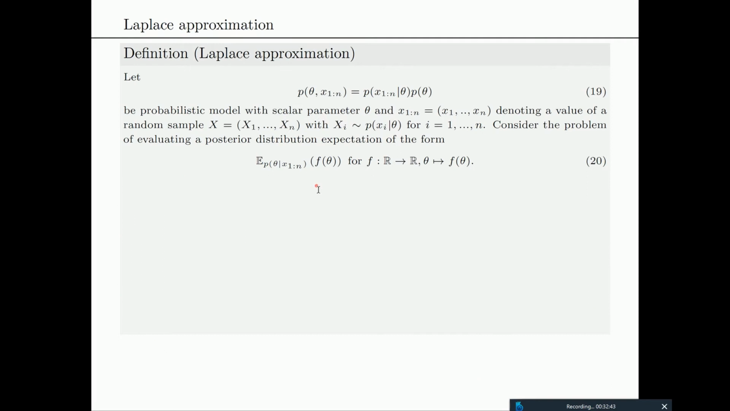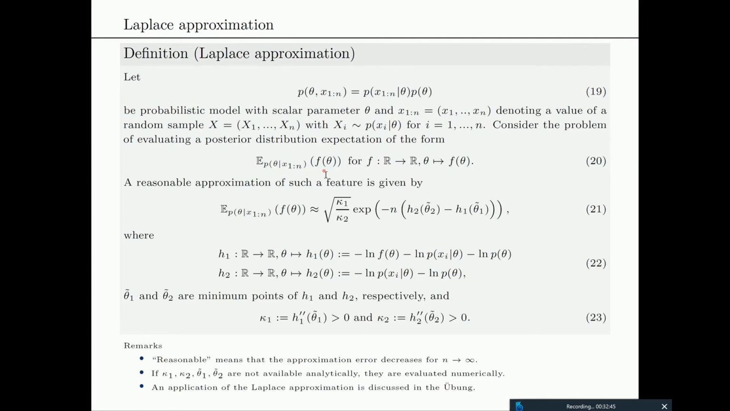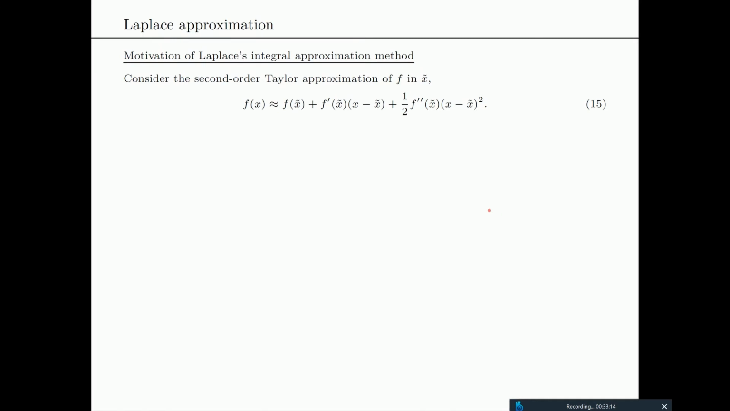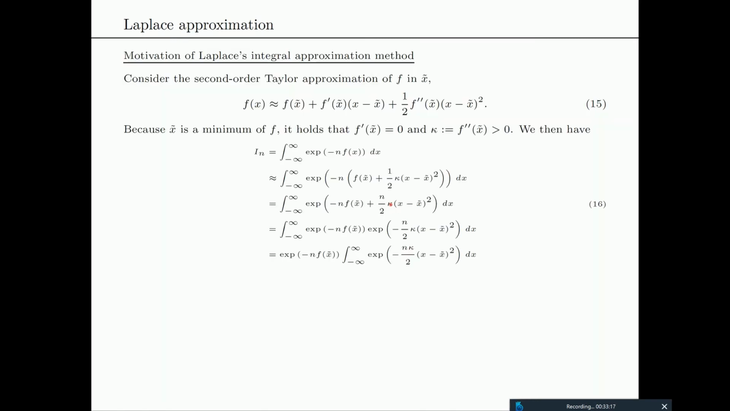Now, if we want to compute this, then a reasonable approximation is this formula here. You take the square root of kappa 1 and kappa 2, which we have to discuss what they are, times the exponential of minus n h2 theta tilde 2 minus h1 theta tilde 1. So you might already see a little bit that this looks a lot like this. Of course, this is where this is coming from.